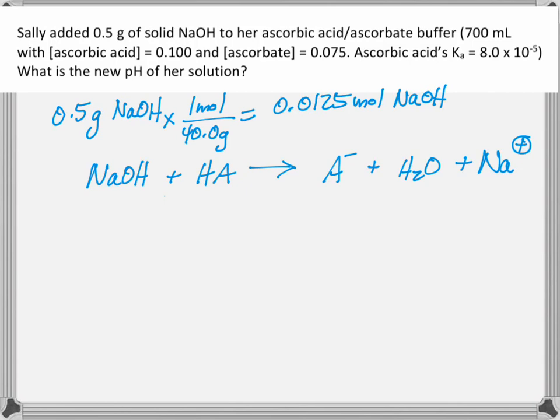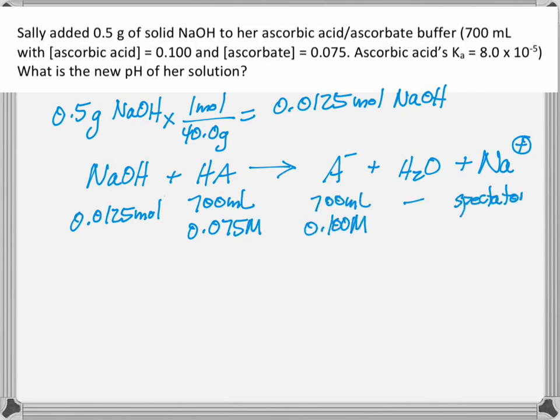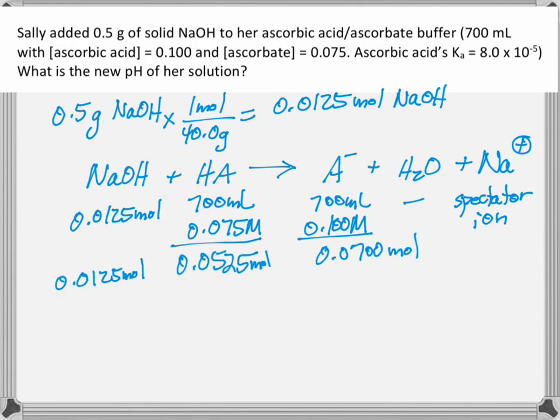separately. So now we're going to figure out the number of moles of ascorbic acid and the number of moles of ascorbate, and luckily the number of moles of sodium hydroxide is less than the number of moles of ascorbic acid. So when the reaction happens, and this reaction goes to completion since sodium hydroxide is a strong base, we're going to use up all of the moles of sodium hydroxide, and that's going to use up some of the ascorbic acid, and it's going to give us a larger amount of ascorbate.